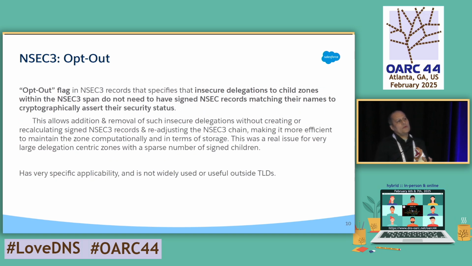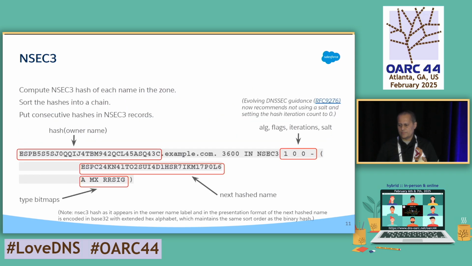But let's move on. The other important capability that NSEC3 provided was opt-out. So this allowed incremental deployability by allowing you to not include signed NSEC records in the chain for every record if you had a sparse zone with lots of insecure delegations. And I'll give you some information about deployment numbers later.